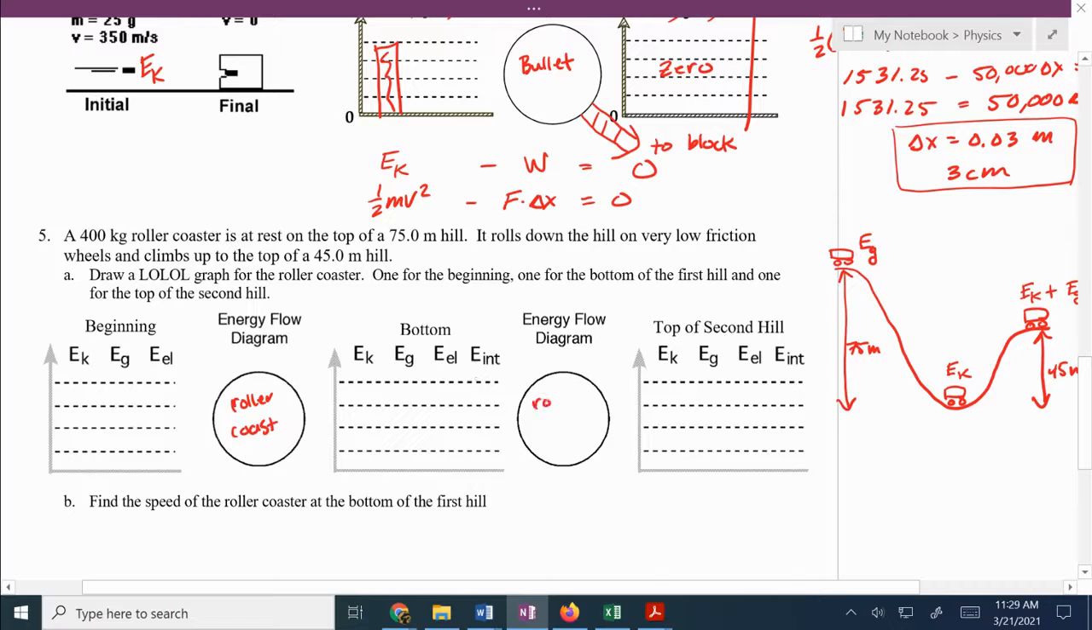Let's see here. We'll put the roller coaster in the system. There's not really anything else to put in the system. That's kind of the only thing that you could put in the system. So let's see here. We know that we start out with all gravitational energy. It does say with very low friction wheels. That just means that there isn't energy lost throughout this whole thing. And also there's not energy gain. There's not anything that's adding energy as we go through this.